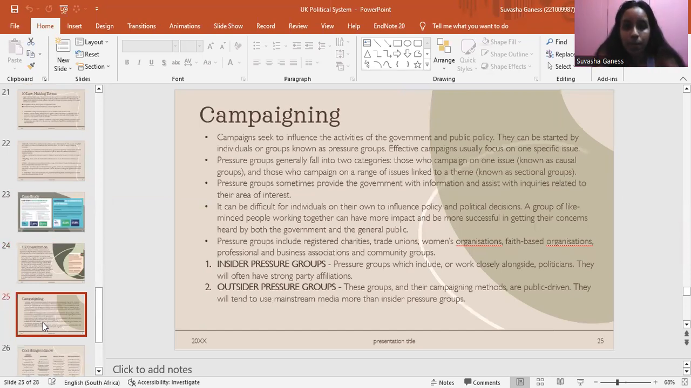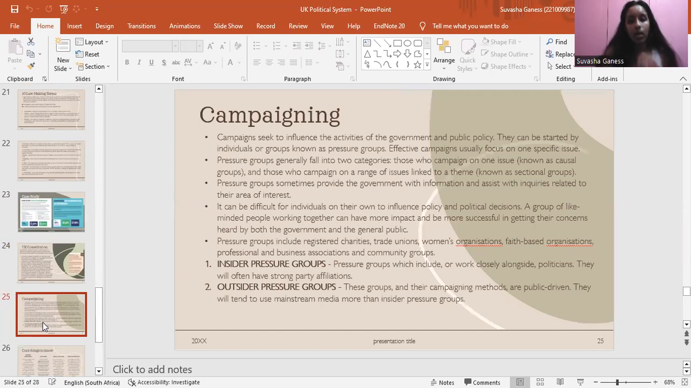Pressure groups sometimes provide the government with information and assist with inquiries related to their area of interest. It can be difficult for individuals on their own to influence policy and political decisions. A group of like-minded people working together can have more impact and be more successful in getting their concerns heard by the government and the general public. Pressure groups include registered charities, trade unions, women's organizations, faith-based organizations, professional business associations, and community groups.